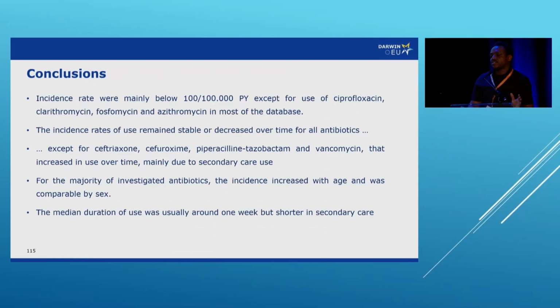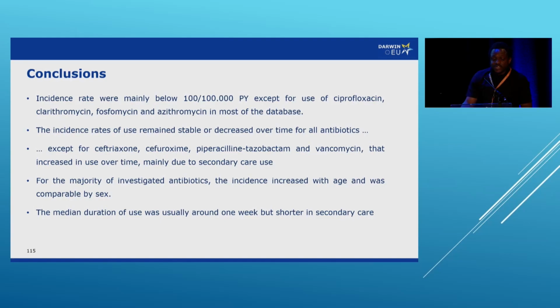So, like I said initially, this study is very exhaustive. We have a lot of results, but I'll just highlight some of them. We found that the incidence of use of these antibiotics was relatively low, with the exception of some antibiotics like ciprofloxacin, clarithromycin, fosfomycin, and azithromycin. The incidence of use remained generally stable or decreased over time, with the exception of a few antibiotics like ceftriaxone, which were used mainly in secondary care.